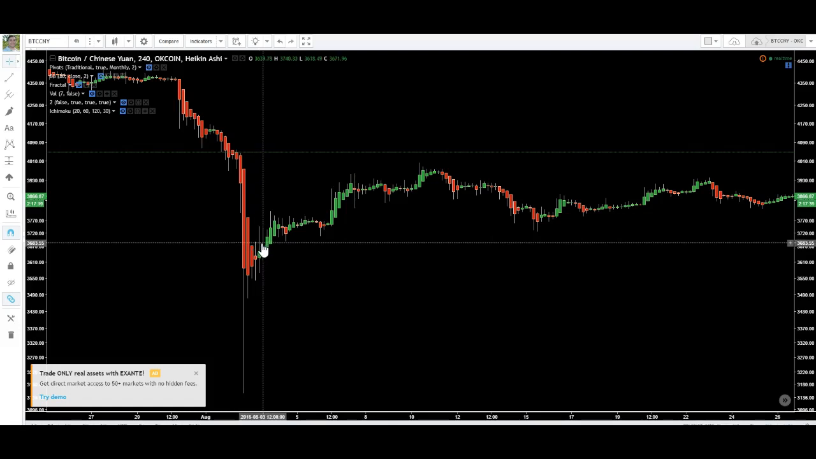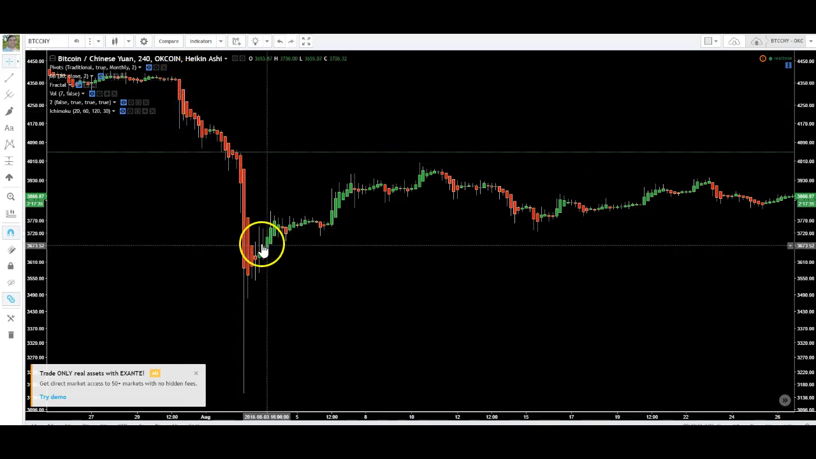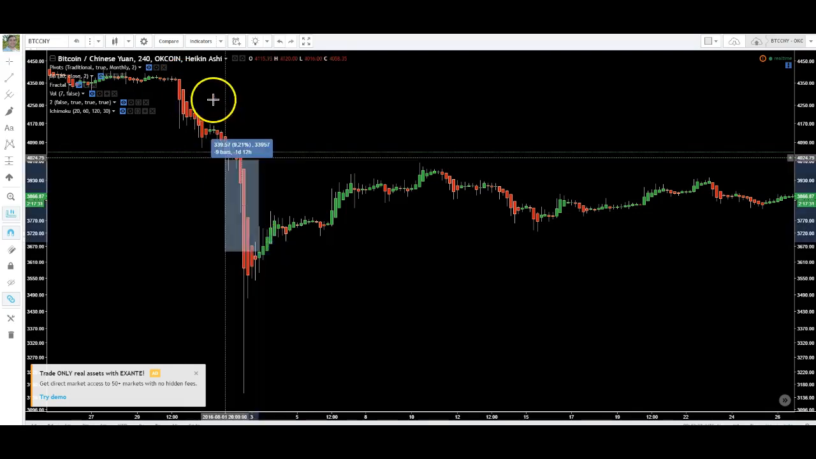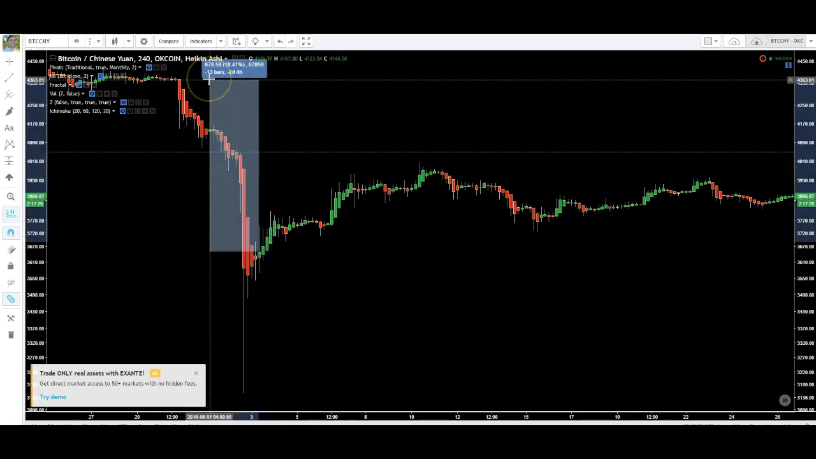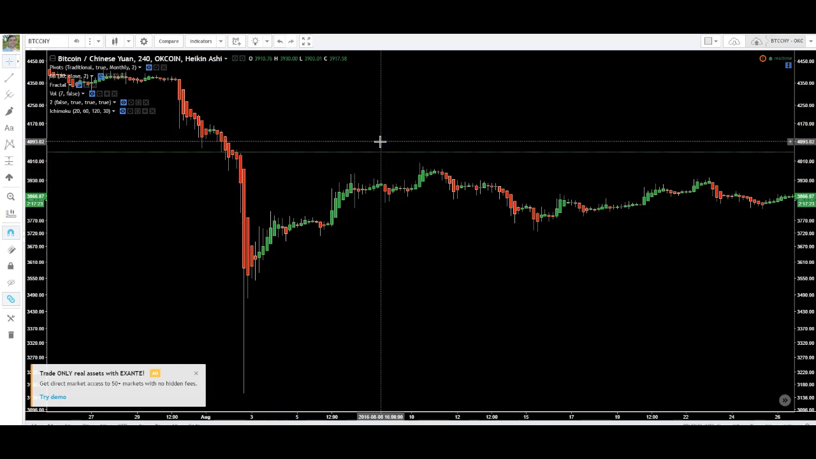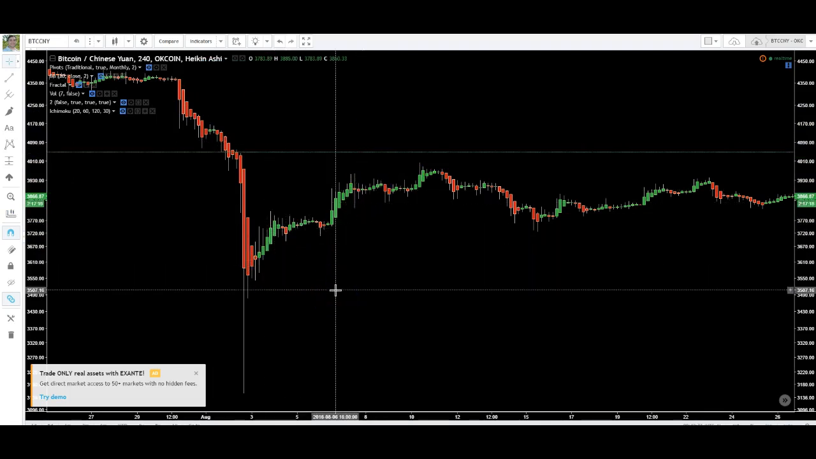So you'd be in the trade 4361 to 3683, whatever that is. Let's just measure real quick. You can always measure if you hold shift and click. 18%, okay. So that's a good trade, right? It doesn't always work out like that, obviously.